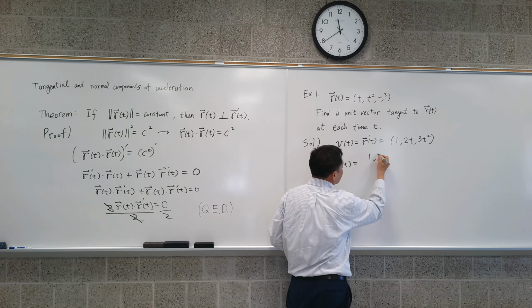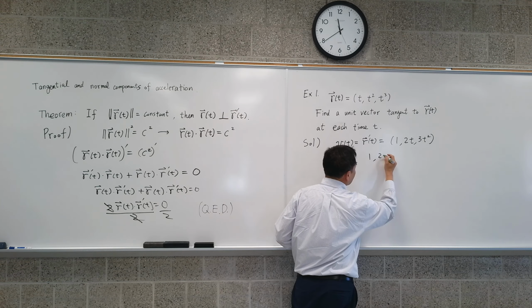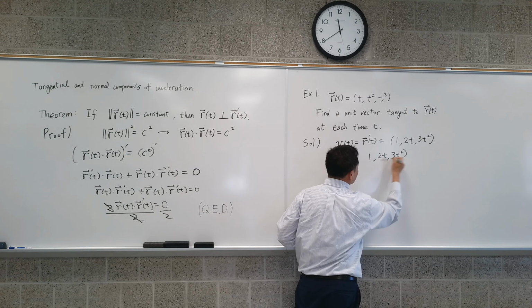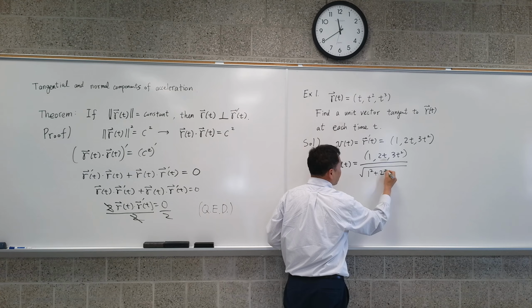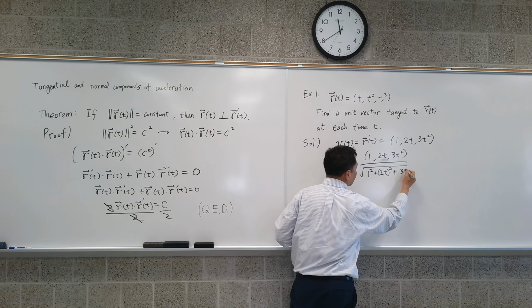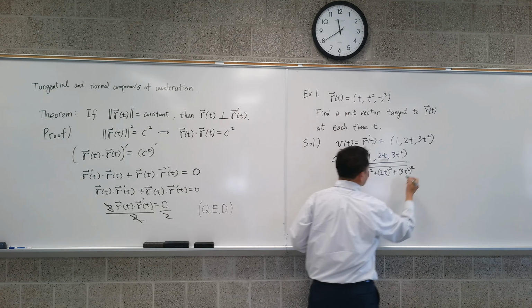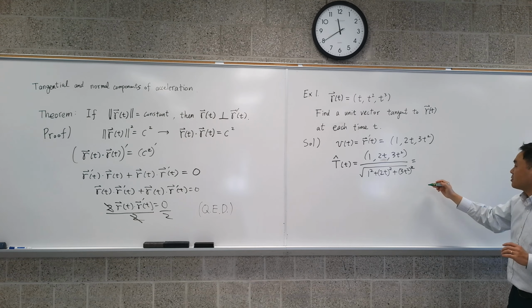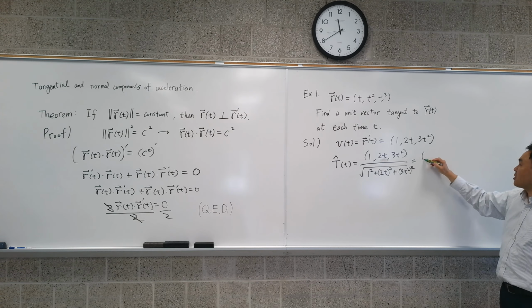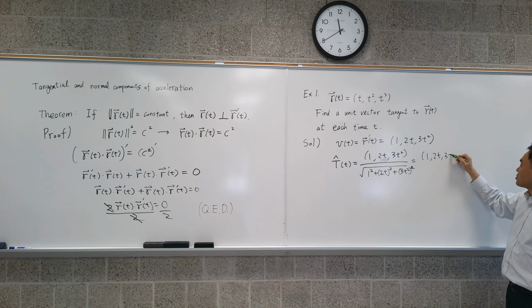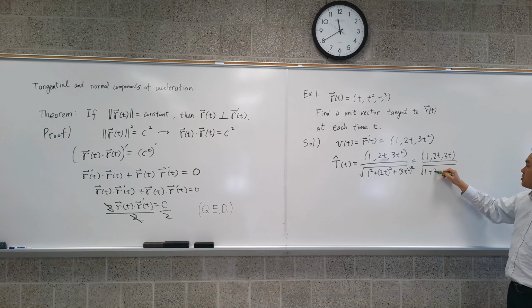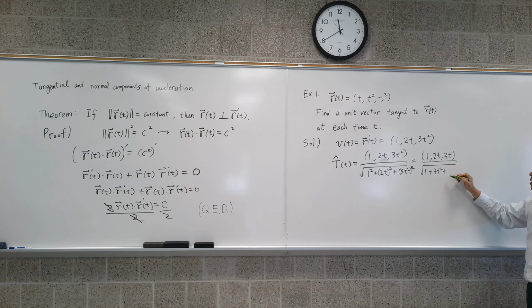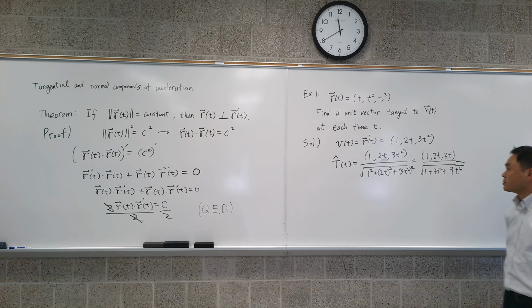is (1, 2t, 3t squared), and you divide it by its size, which is the square root of the individual things squared. That's going to give you something ugly. We'll just leave it like that. So we'll put it as the square root of 1 plus 4t squared plus 9t to the fourth.